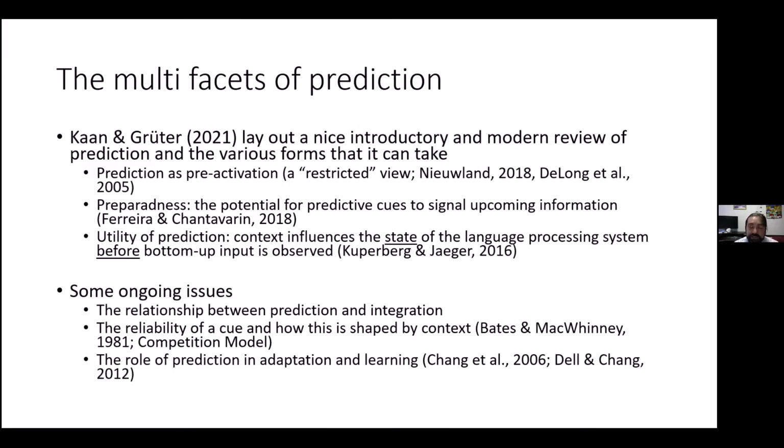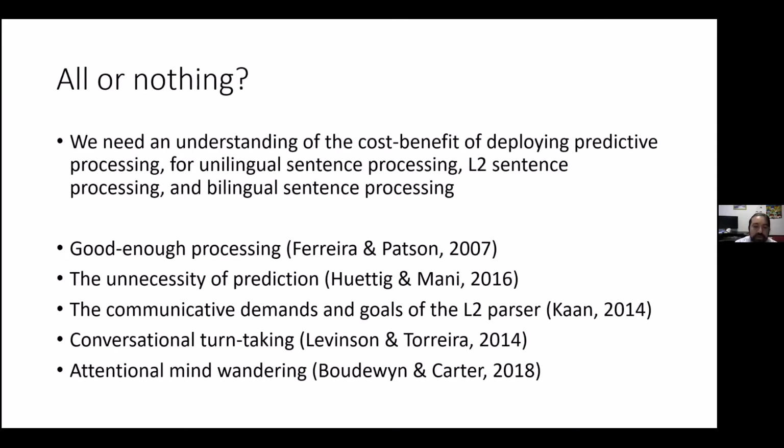They also discuss in this chapter some ongoing issues in thinking about prediction. One of them is the relationship between prediction and integration. Following this idea of utility of prediction, there is the reliability of a cue, and how this is shaped by context. This might reference some very classic work like the competition model, if you're familiar with that, and the role of prediction in adaptation and learning.